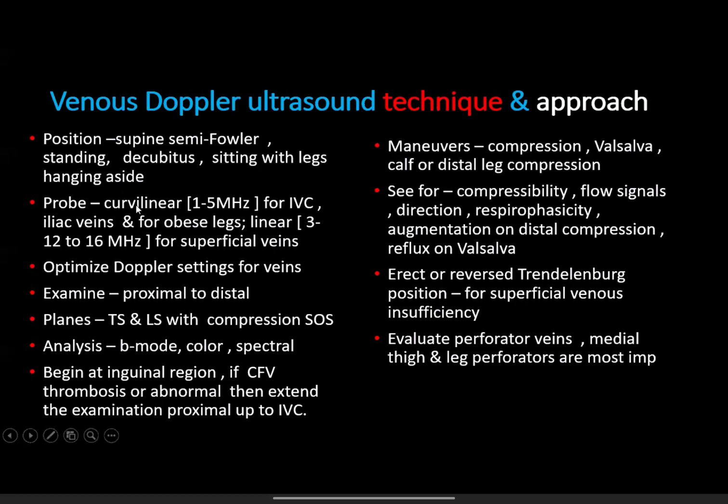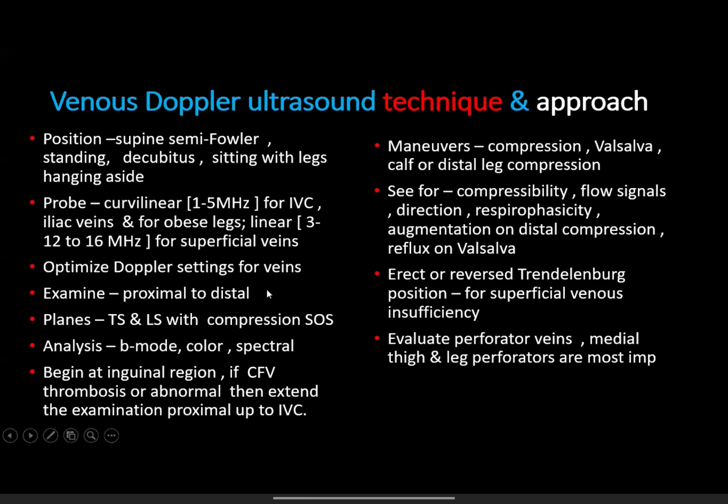Probe selection: a curvilinear probe is used for the abdominal approach to see the IVC and iliac veins, and for obese legs. And we can use a high resolution linear probe, 3 to 12 or 16 megahertz, whatever is available with your equipment, for the superficial venous system. It is important to optimize the Doppler settings for veins, particularly for slow flow, with low wall filter setting and the gains adjusted accordingly. So we have to see the proper settings for the venous system.